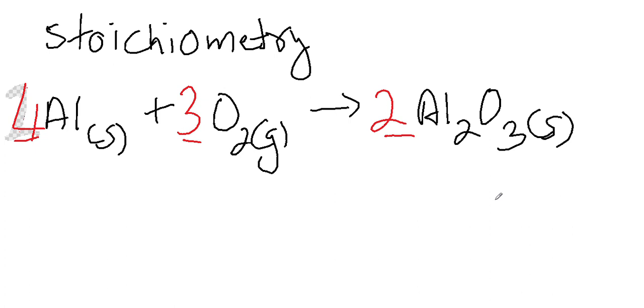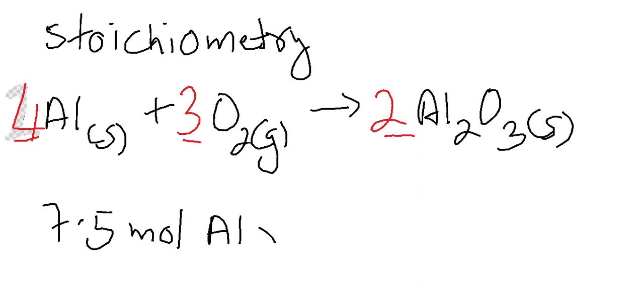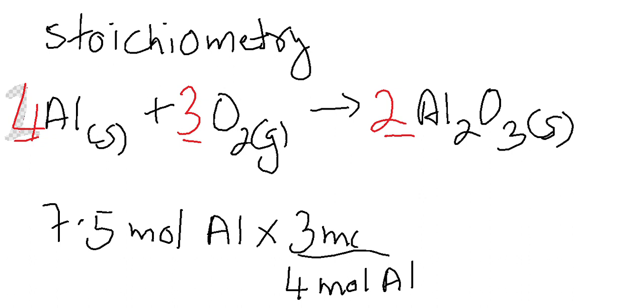Now if I asked how many moles of oxygen would be required if we had 7.5 moles of aluminum? Well, if I had 7.5 moles of aluminum, what I would do is make a conversion factor from the information from the balanced equation, the ratio of the number of moles of aluminum to oxygen, and write it in a way such that the moles of aluminum cancels out, putting it in the denominator. 4 moles of aluminum there for every 3 moles of oxygen here.